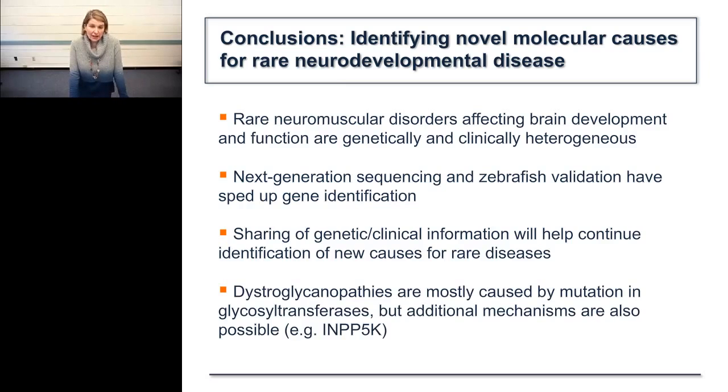And then the last point that I want you to take away is that, yes, dystroglycanopathies are mostly caused by mutations in glycosyltransferases, but this latest IMPP5K mutation identification raises the possibility that there may also be additional mechanisms that are possible.